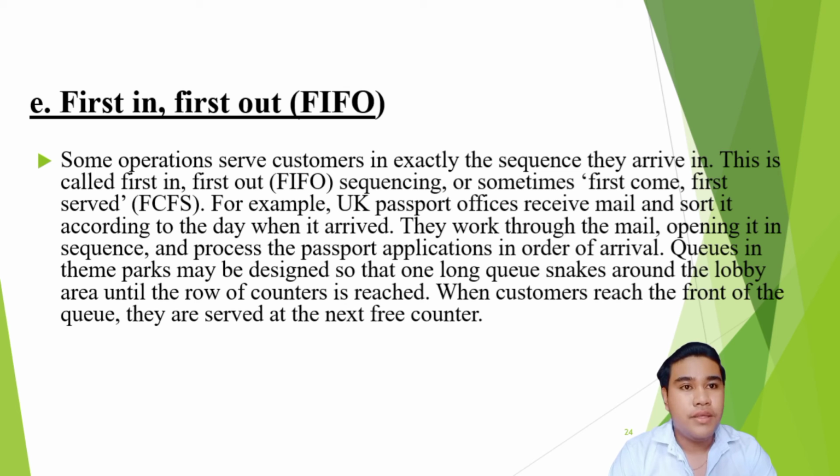Queues in theme parks may be designed so that one long queue snakes around the lobby area until the row of counters is reached. When customers reach the front of the queue, they are served at the next free counter.